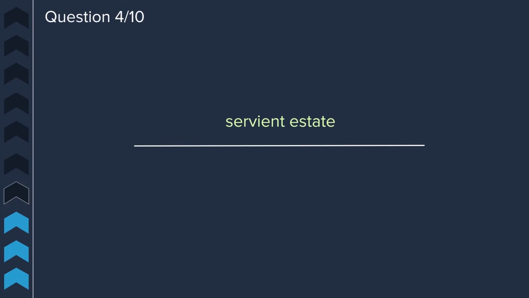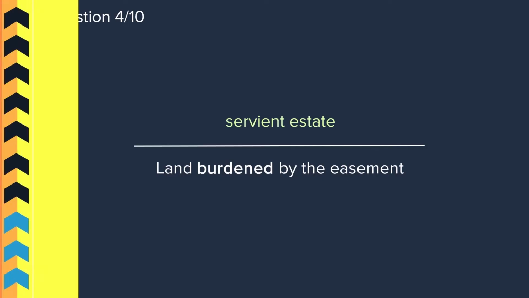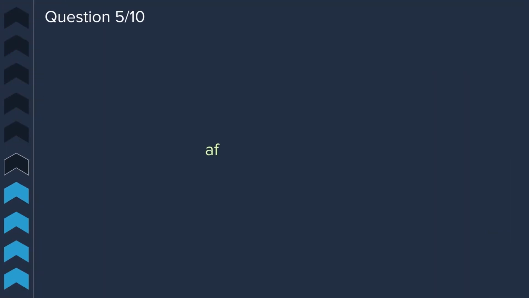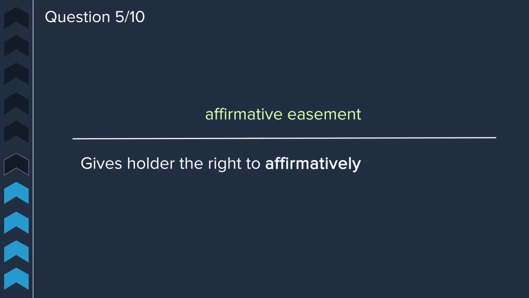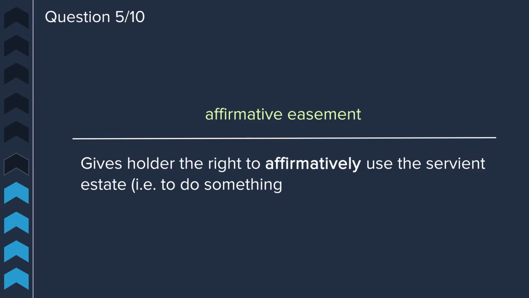Question 4. What is the servient estate? The servient estate is the land burdened by the easement. Question 5. What is an affirmative easement? An affirmative easement gives the holder the right to affirmatively use the servient estate. In other words, to do something on the servient estate.